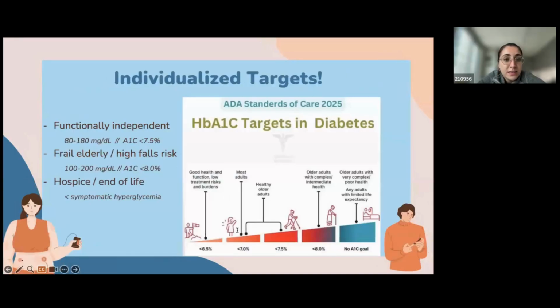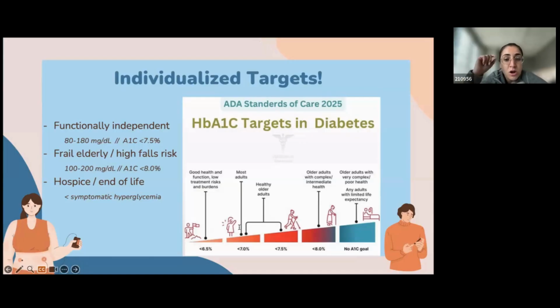life and functional status. So what do I mean by individualized targets? Glycemic goals should be individualized based on the patient's overall health and life expectancy. And this is a particularly important concept in geriatric care in general. So for younger adults who are in good health with minimal treatment risks, usually a stringent target of less than 6.5% A1C is appropriate. But in older adults, typically the A1C goal is about less than 7.5%.